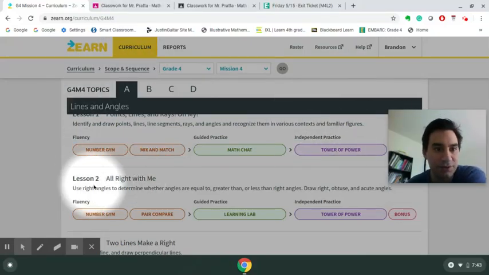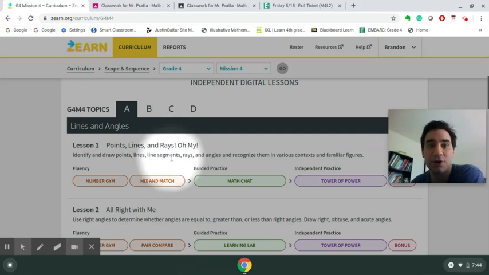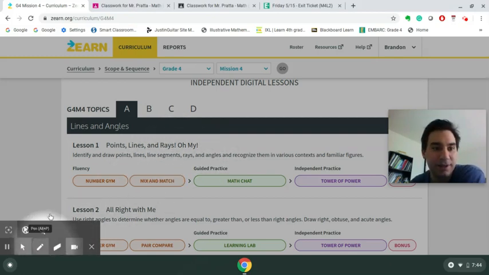We are on lesson 2 today. That lesson title is All Right With Me. Great job on lesson 1. I'm very proud of you. In lesson 1, we learned about points, lines, line segments, rays, and angles.